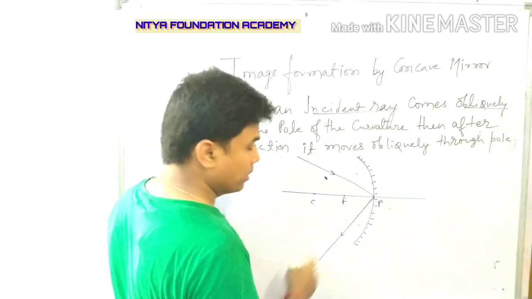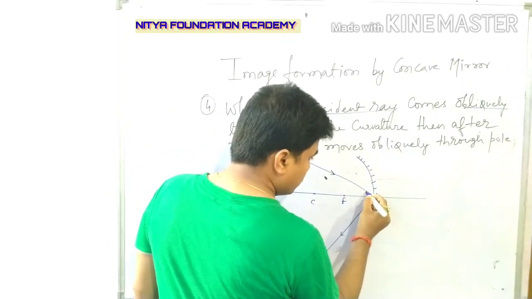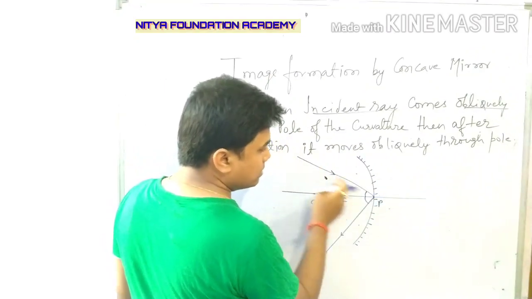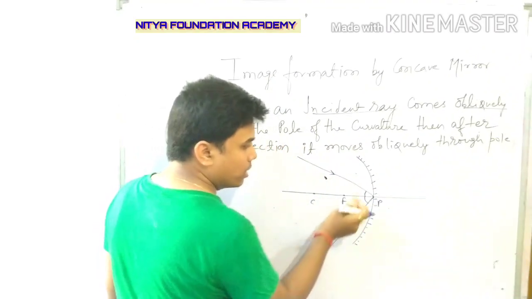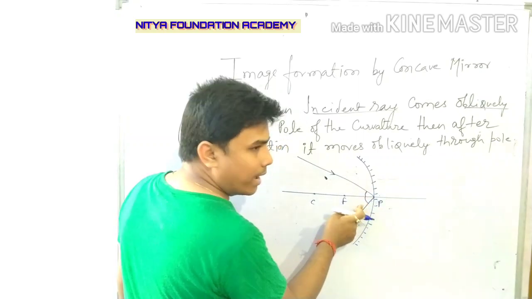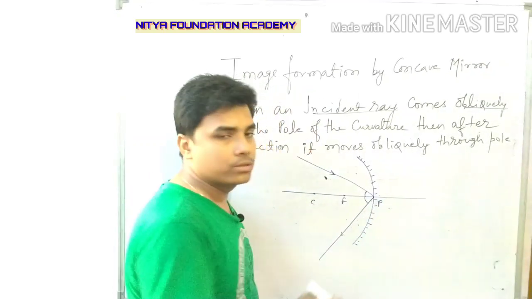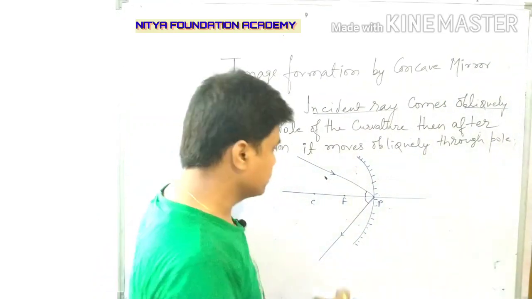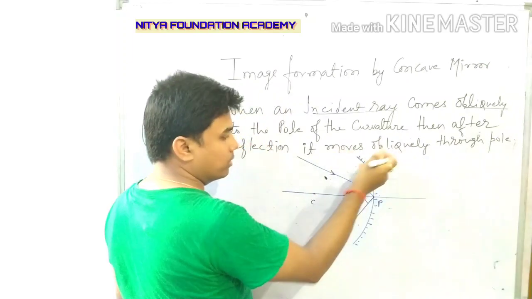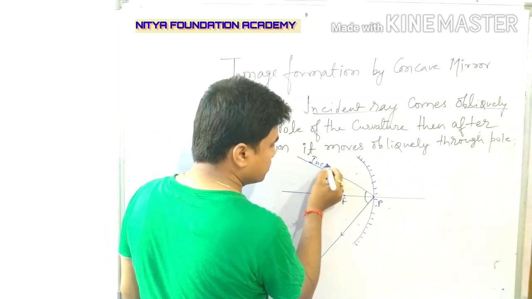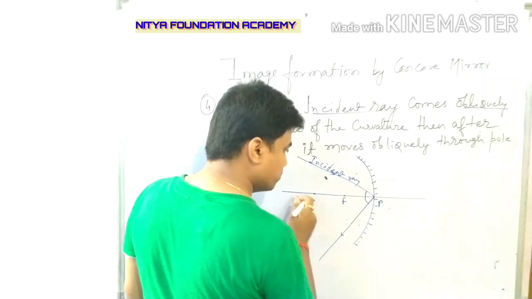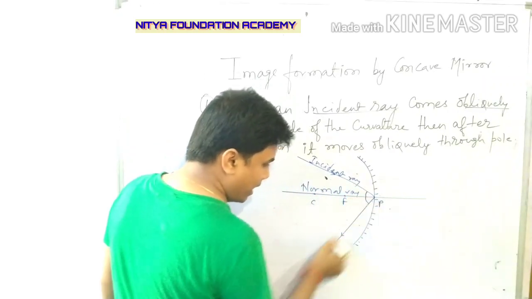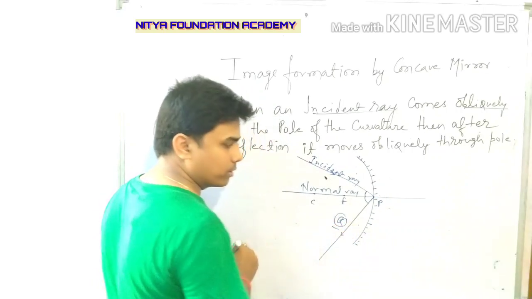passes through the pole. So here the pole will behave like the point of incidence, and this is the incident ray and this is the reflected ray, and this is the angle of incidence and this is the angle of reflection, and here the principal axis works like a normal ray, is it? So this is what I wrote here, this is the incident ray, and this principal axis behaves like the normal ray, and this is the reflected ray, is it?